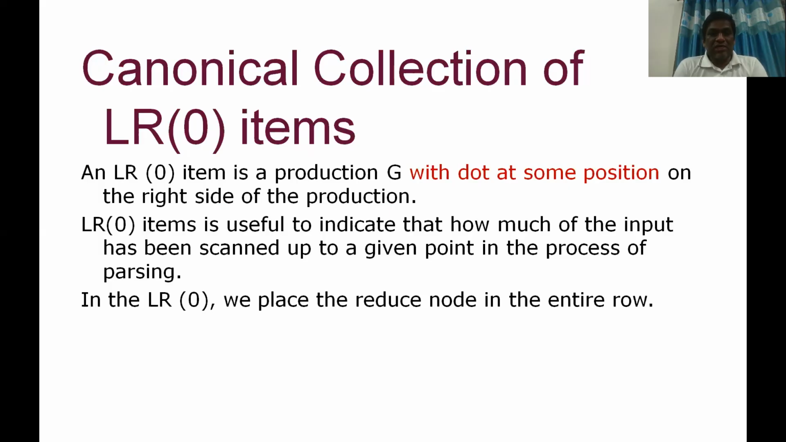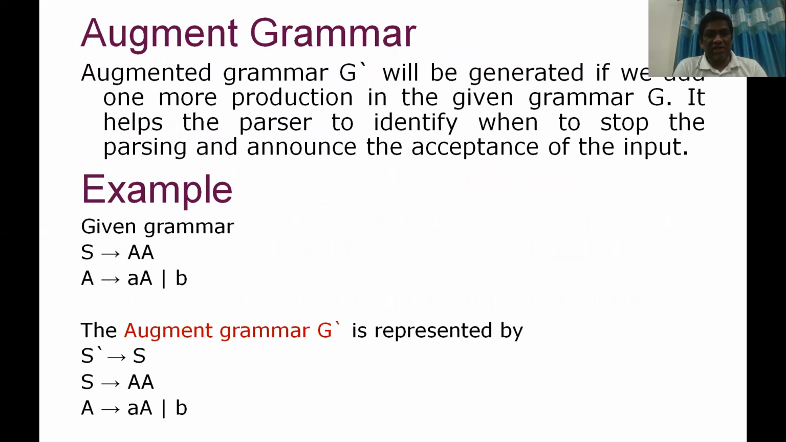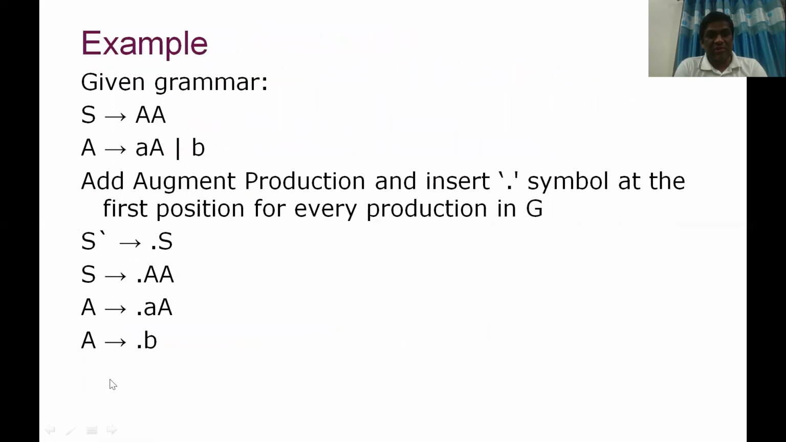We will understand this canonical collection of LR(0) items with the same example that we considered here. This is the augmented grammar, and now let us understand how to generate the canonical collection of LR(0) items for this grammar. The first thing is we put a dot at the first position for every production of this augmented grammar. There are 4 productions.